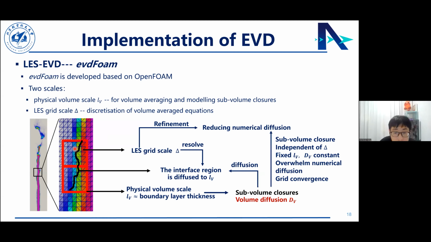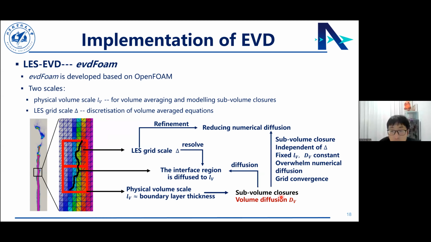The physical volume scale is based on our investigation. We found it needs to be of the same order as the boundary thickness near the interface. Based on this physical volume scale, we define the sub-volume closures, the volume diffusion. Just now we gave the interpretation of how we derive this dV, and it gives a volume physical diffusion that diffuses the interface region to a volume scale. We stretch this interface to a volume scale.